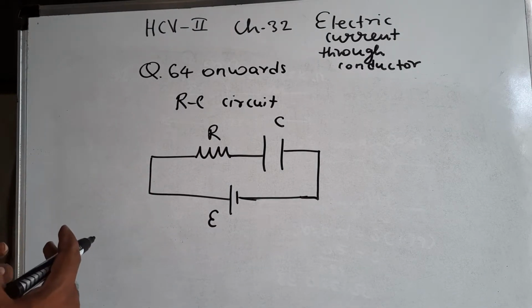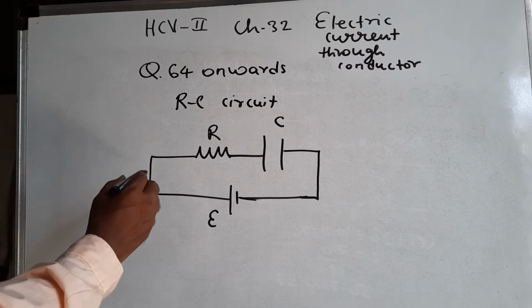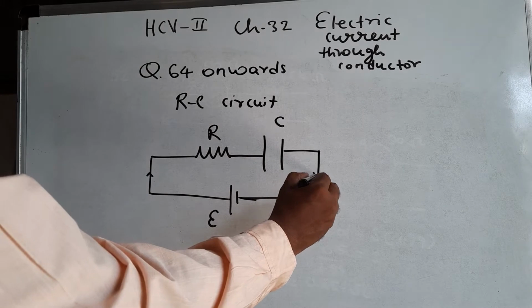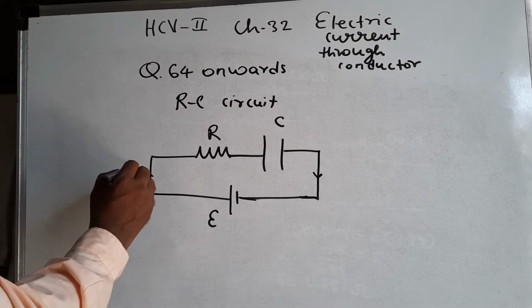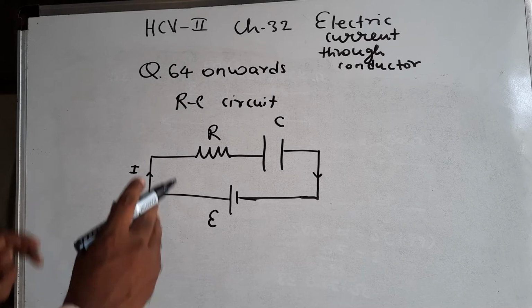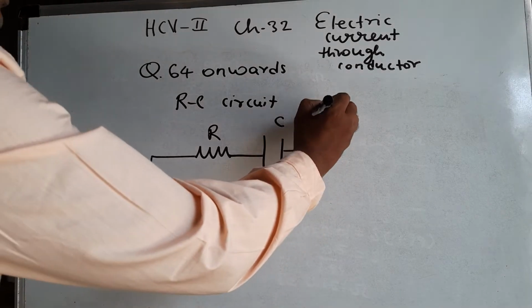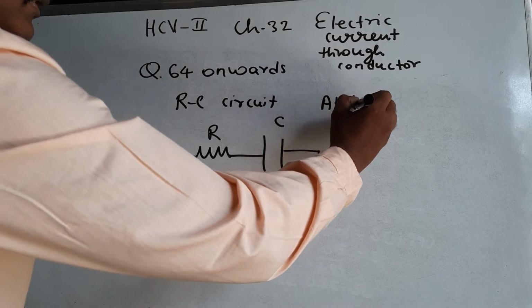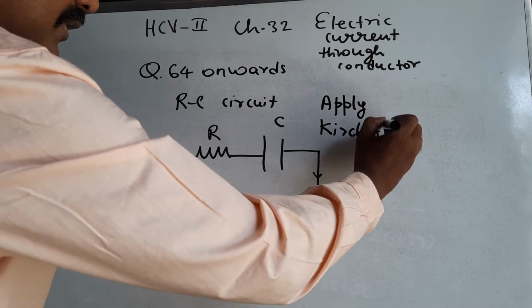This current will slowly increase with time, and this current is not going to be constant with time, it's going to vary with time. So let's say at some time t, this current in the circuit is I, and at that instant t, we apply Kirchhoff's law.